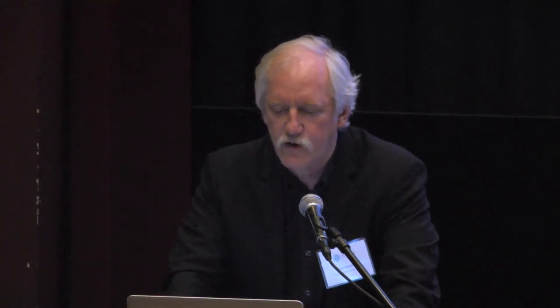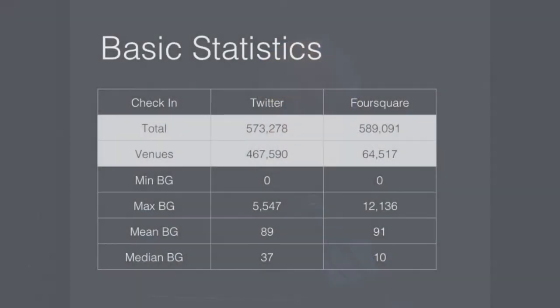So we have a total of roughly 580,000 messages, roughly equal between the two. But the number of venues are not the same. So Twitter is wherever you are, you click. Foursquare tends to be focused on businesses and is a much smaller universe.